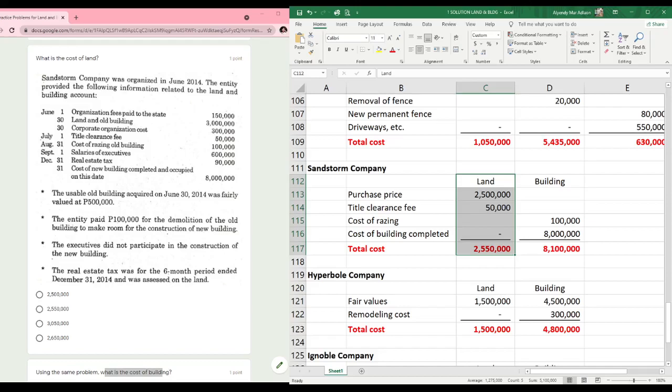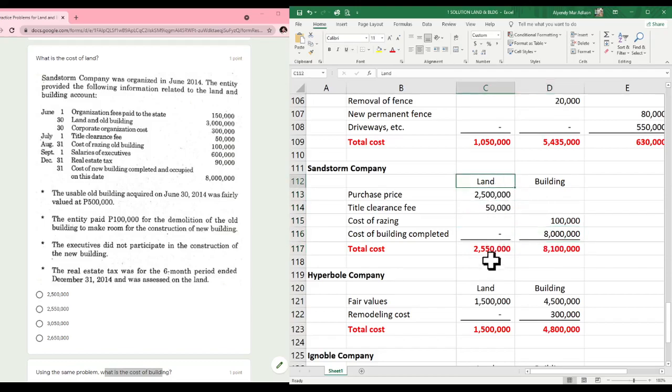Now, if you read this bullet, the real estate tax was for the 6-month period ended December 31, 2014 and was assessed on the land. So what is that 6-month period ended? So meaning starting from July 1 to December 31, 2014. When did we buy the land? June 30, 2014. So therefore, this real estate tax, which pertains to July 1 to December 31, 2014, is already a real estate tax paid or incurred beyond the date of acquisition. And so therefore, this must be expense outright. Okay? And lastly, we have the cost of the new building completed, that is under the building, 8 million pesos.